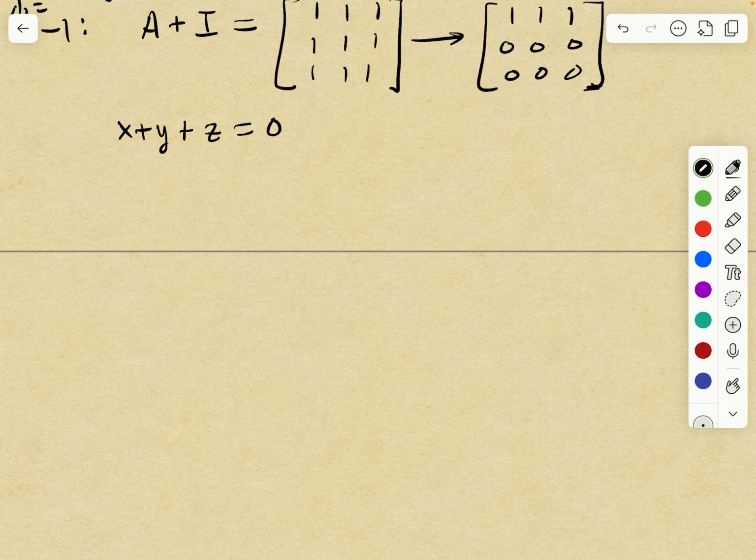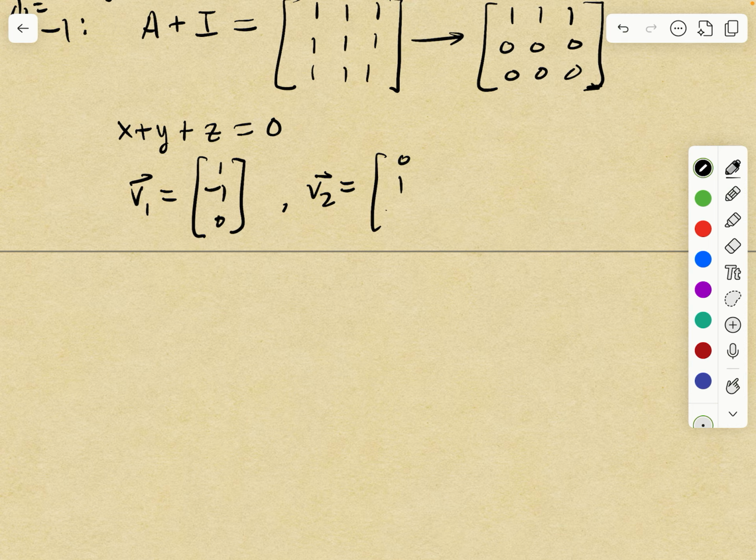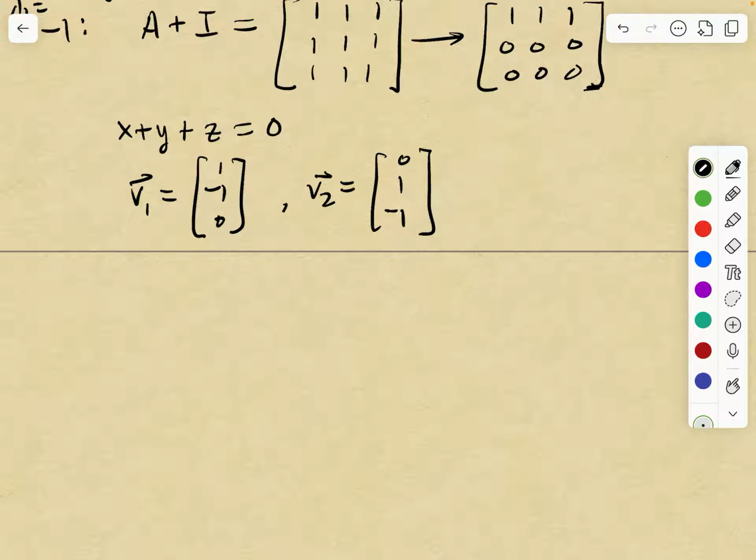And you could set y and z equal to s and t and then solve for x and get your 2 vectors that way. But you can also just, by hand, come up with 2 solutions to x plus y plus z equals 0 that are independent. So just pick v1 to be 1, negative 1, 0, and v2 to be 0, 1, negative 1. And of course, these are not the only possible choices. You could pick 7, 2, negative 9, and 5, 1, negative 6.